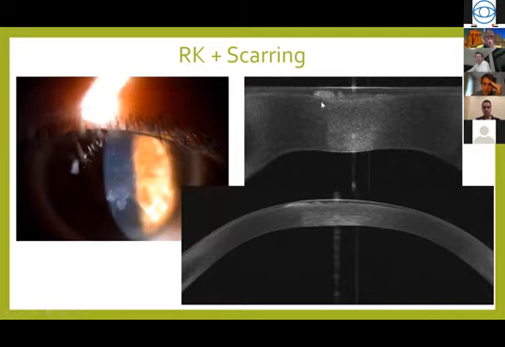So in this case, there is no need to do a PTK. I could do just a superficial keratectomy and that's it, because the underlying stroma is intact. So there is no need for laser. Just remove the epithelium and the scar will peel off with it, okay?